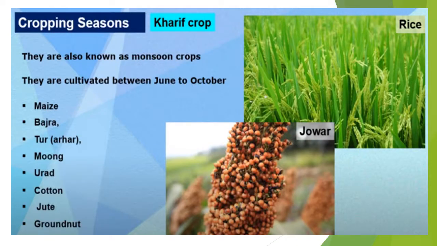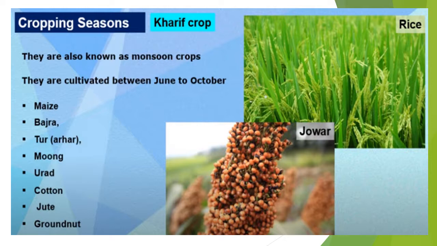Here we come to Kharif crop. Kharif crops are grown with the onset of monsoons. It means with the arrival of monsoons in the month of June in different parts of the country. And these crops are harvested in September to October.